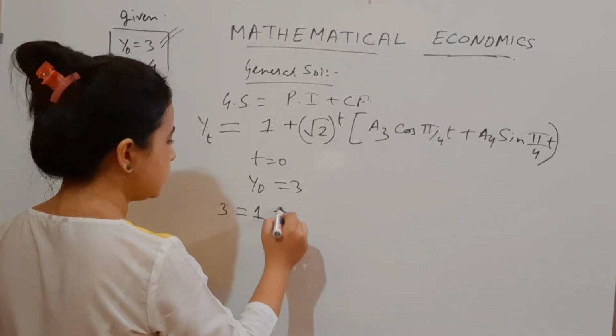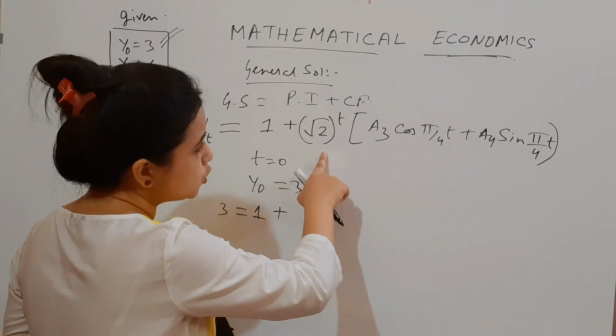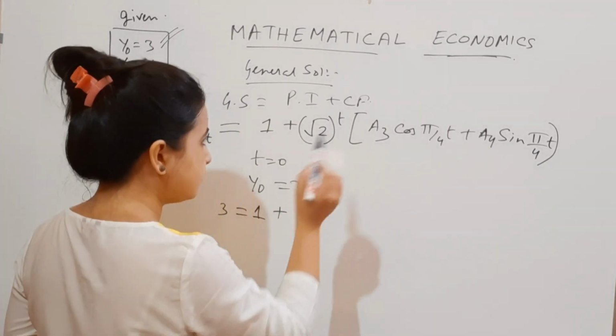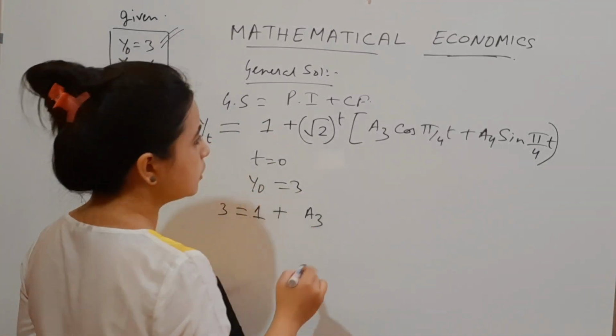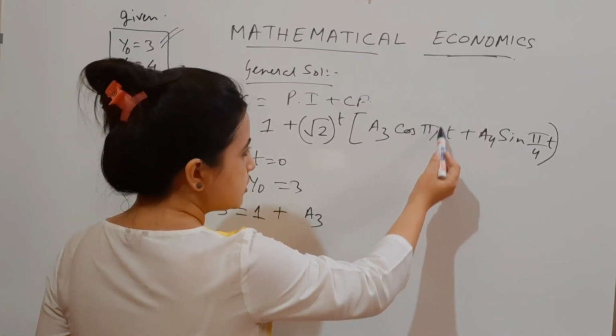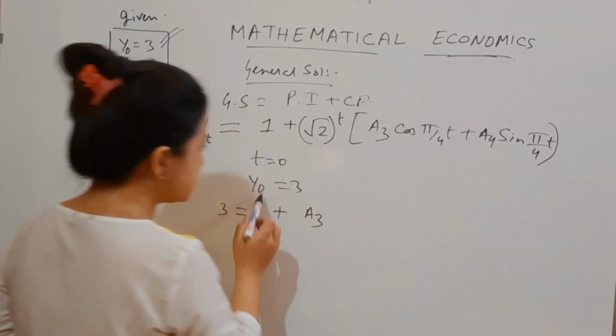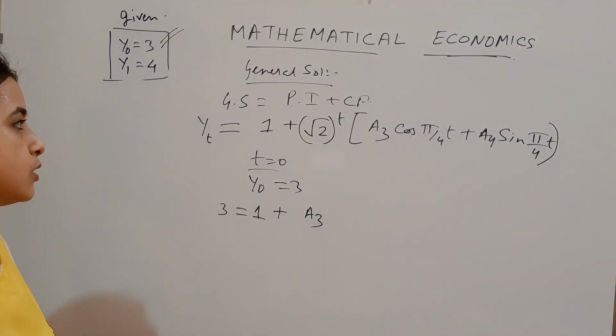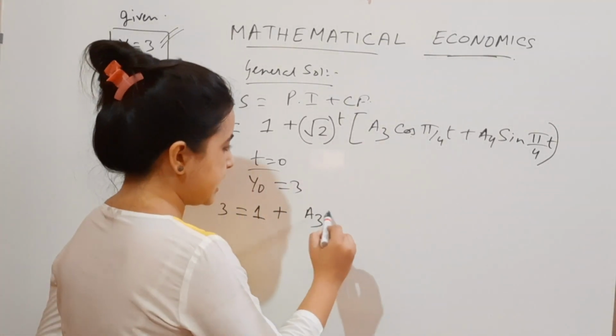And this is 1 plus. Now this is root 2 to the power 0. So anything to the power 0 is 1. So that vanishes. And we have what? We have a3 cos pi by 4 into t. So this time t's value is equal to 0. Cos 0 is equal to 1. So I am just writing a3.